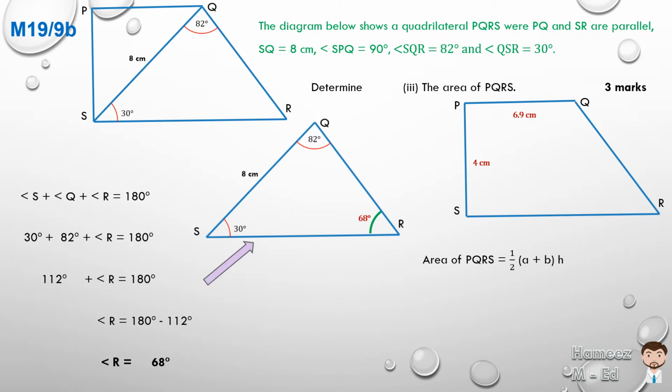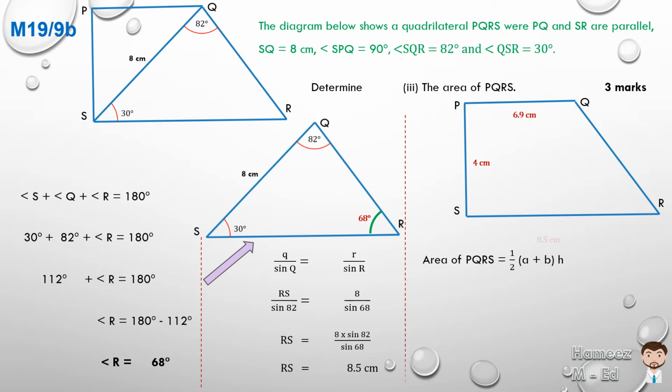Because we have 82 degrees, that's Q, and we want to find RS, the opposite side. We have 8 centimeters and we have 68 degrees. So we can use the sine rule. Q over sine Q is equal to R over sine R, and RS over sine 82 is equal to 8 over sine 68. So if we want RS, then that will be 8 times sine 82 all over sine 68, which works out to be 8.5 cm. So we can now substitute that. Let's bring it up into our diagram.